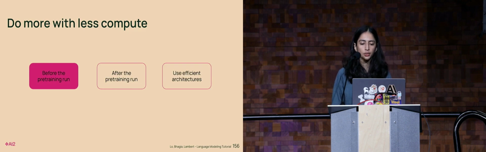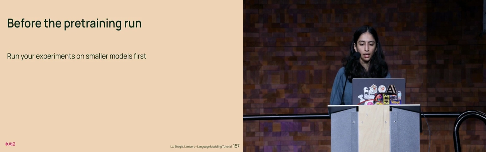Okay, so let's first look at what you can do before the pre-training run. You can run experiments on smaller models. This may sound obvious, but there are caveats. Often the smaller model's behavior does not translate well to larger models. So what kind of experiments can you reliably run?